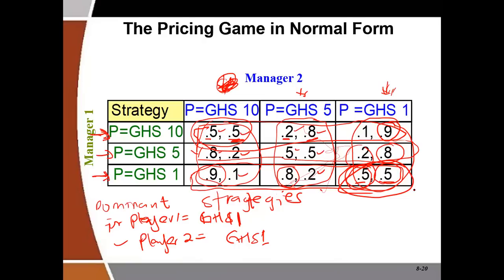Let's also check that for player 2. If player 2 is here, holding player 1 at 1 cedi, if player 2 decides to move to 5 cedis, his payoff will decrease from 0.5 to 0.2, so he will not move. And that also proves why this point is the Nash equilibrium. At a Nash equilibrium, if one person moves, holding the other person constant, he will decrease his payoff. And that should hold for both of them, all right? That condition should hold for both of them for that place to be a Nash equilibrium, okay?